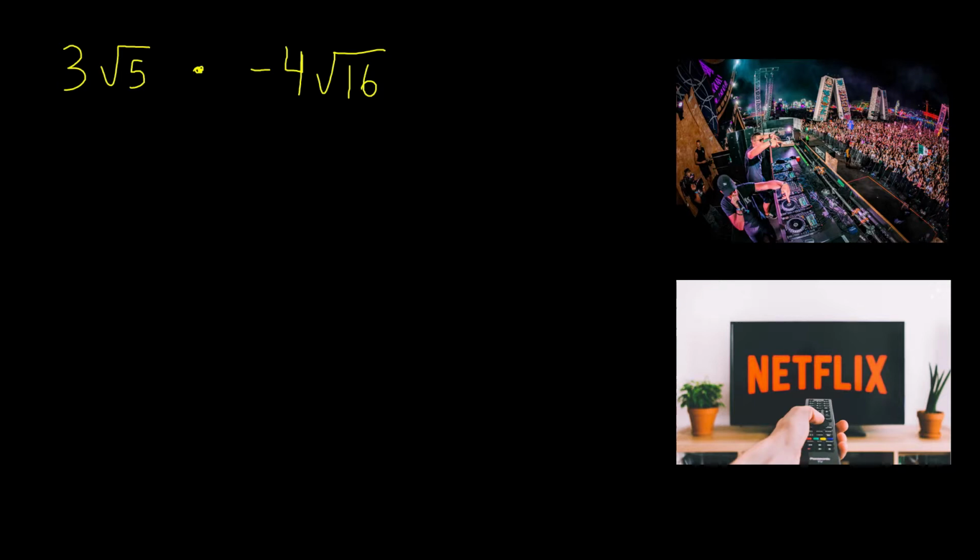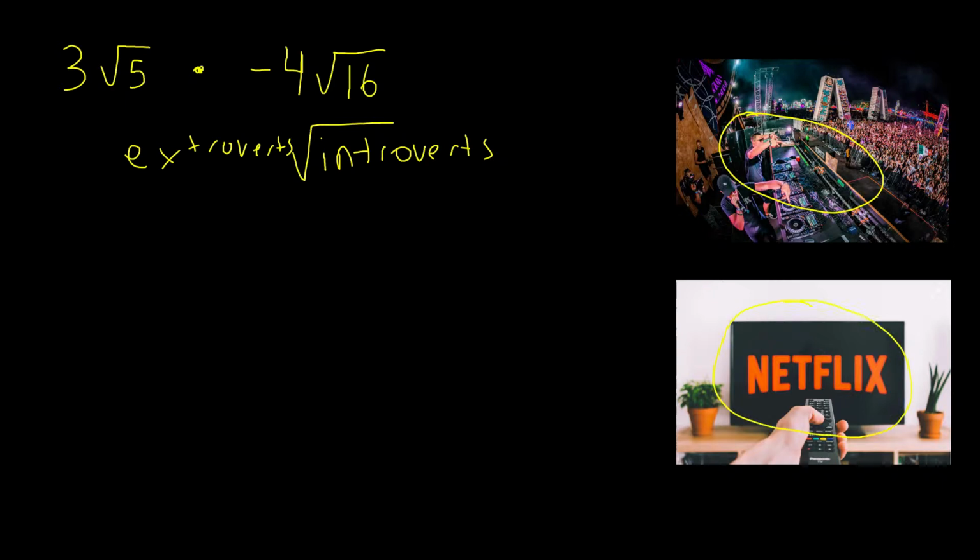Good. The story today for multiplying and dividing radicals is extroverts date extroverts and introverts date introverts. So I think of radicals as a house. The people inside the house are introverts, and numbers outside the house are extroverts. Extroverts go outside and party, and they date outside the house. Introverts date by staying inside the house and doing things like watching Netflix.